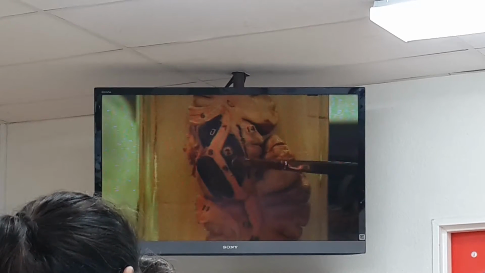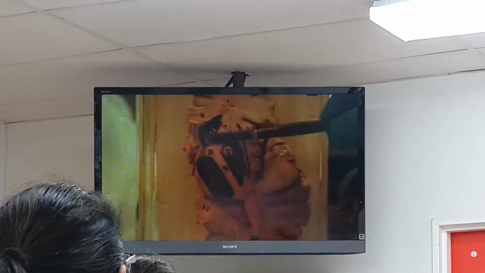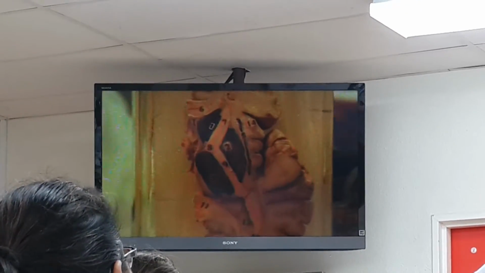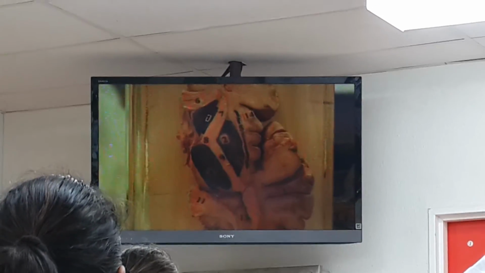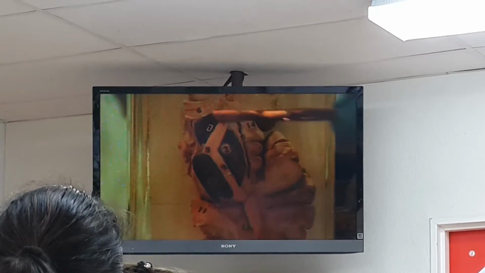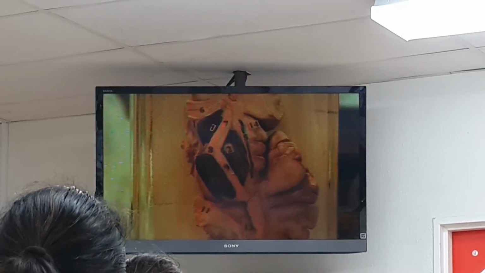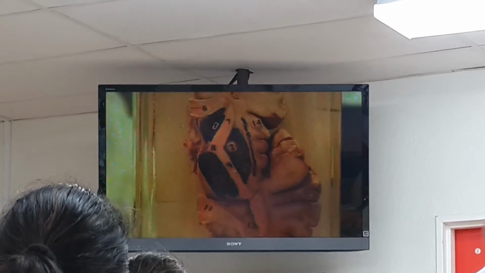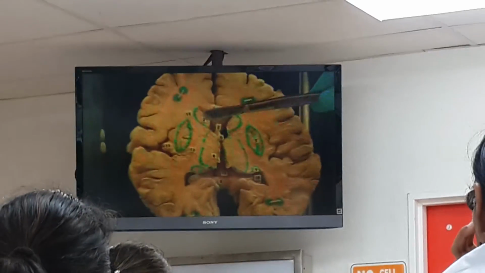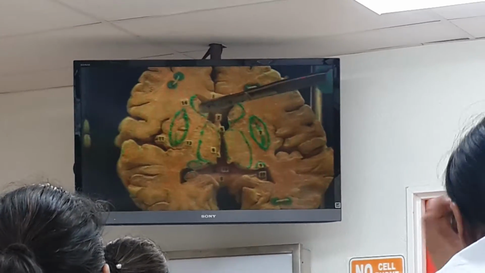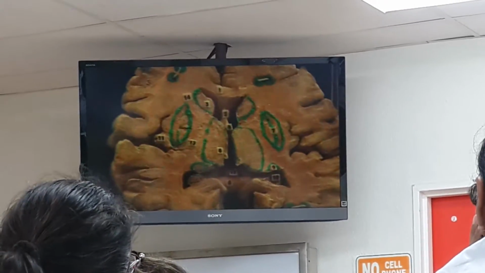So in this section here, this is the thalamus. In front of the thalamus, labeled 1 here, that is the head of the caudate nucleus. Between the head of the caudate nucleus and the lentiform nucleus, this part of the internal capsule, number 7 there, is the anterior limb of the internal capsule. In front of the thalamus, that's the head of the caudate nucleus. And this is the lentiform nucleus, number 7 there.